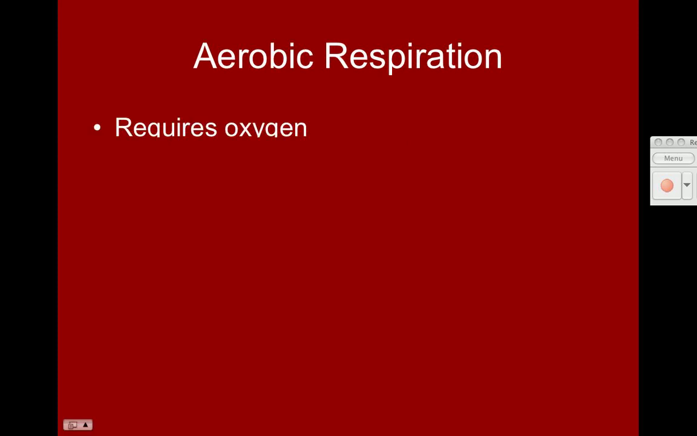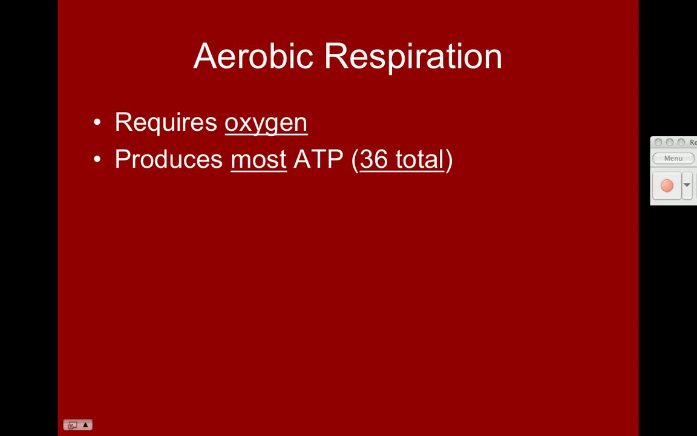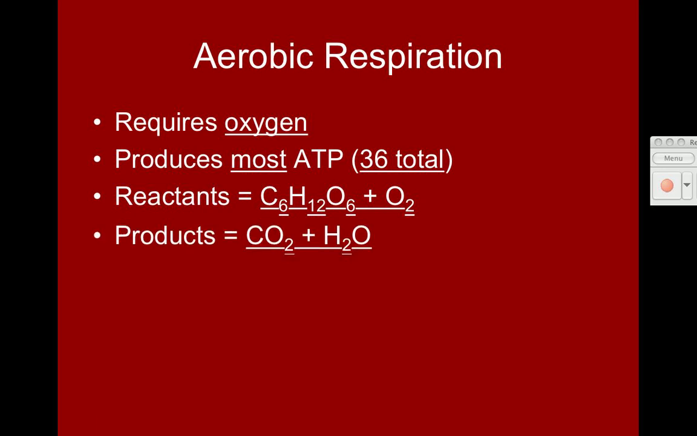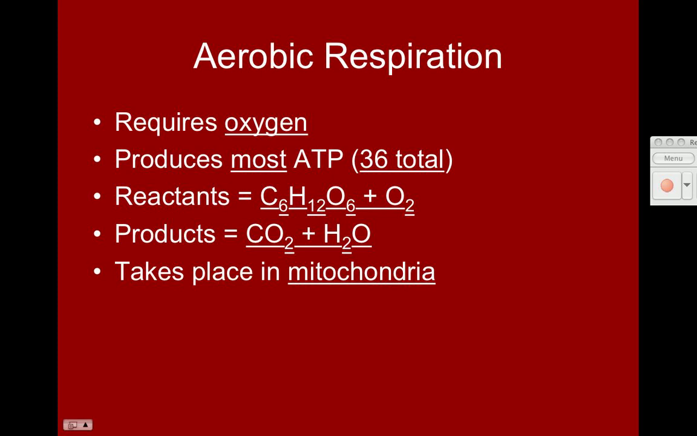Aerobic respiration requires oxygen, and it produces the most ATP. In fact, 36 total ATP are produced. The reactants are glucose and oxygen, and the products are carbon dioxide and water. It takes place in the mitochondria, and it is limited by the available oxygen.